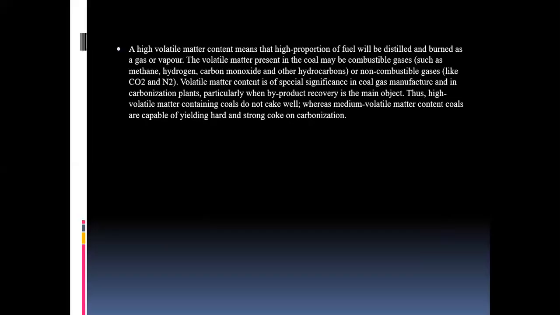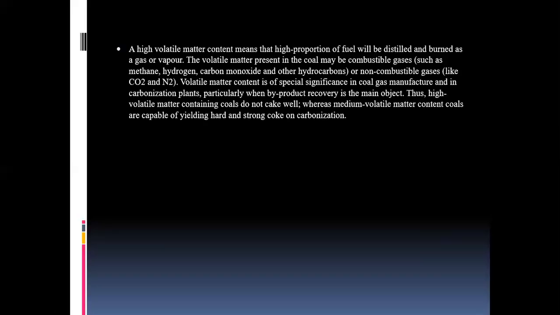So the volatile matter present in the coal may be combustible gases such as methane, hydrogen, carbon dioxide, and other hydrocarbons. If all these are present in the coal, they come under the volatile matter. When coal is heated, all these gases like methane and hydrogen will be evaporated. Apart from this, some non-combustible gases also come under volatile matter of the coal, that is carbon dioxide and nitrogen. The volatile matter content is of special significance in coal gas manufacture and in carbonization plants, particularly when byproduct recovery is a main object.